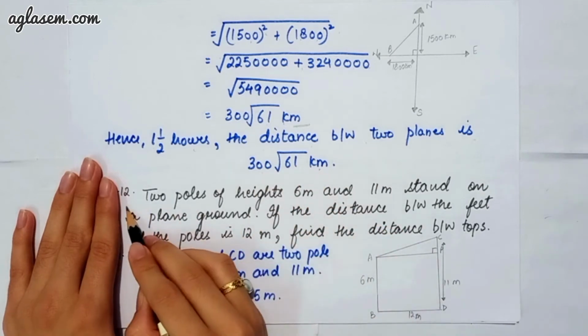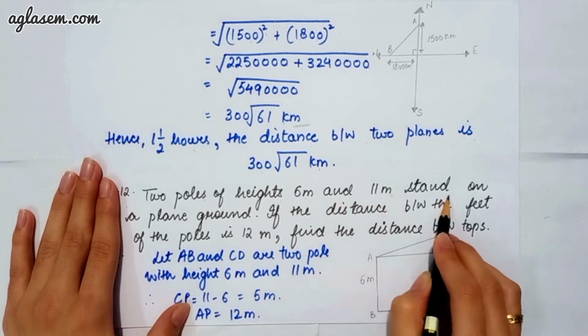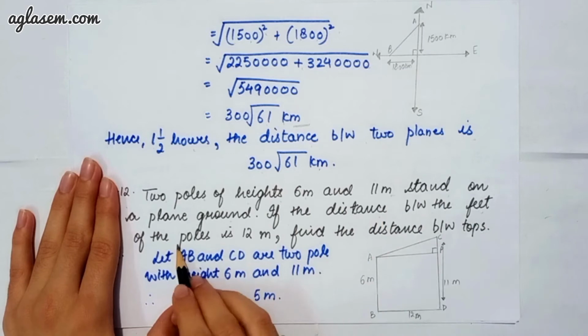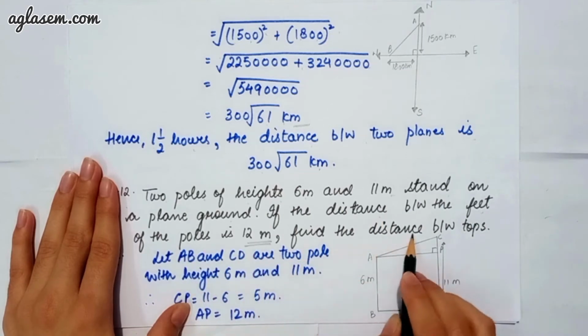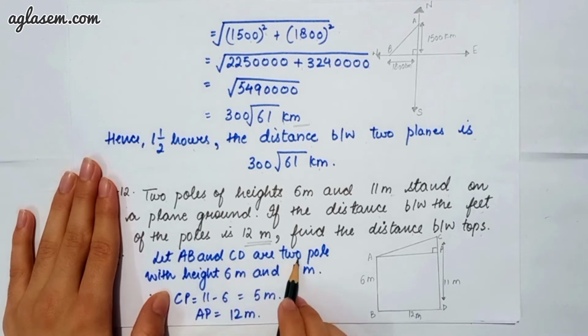Question number 12 says, two poles of height 6 meter and 11 meter stand on a plain ground. If the distance between the feet of the poles is 12 meter, find the distance between their tops. So here we let AB and CD be two poles with heights 6 meter and 11 meter. And CP is equal to 11 minus 6, which will give you 5. Therefore AP we have 12 meter.